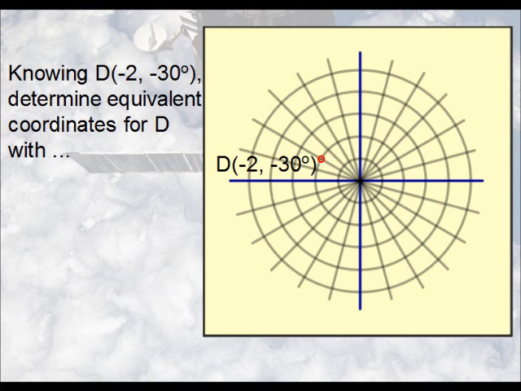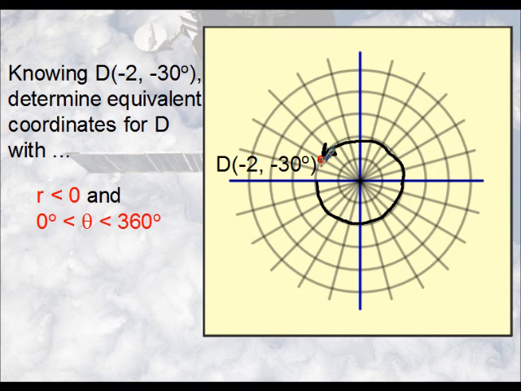Now let's talk about getting an equivalent set of coordinates. Only this time, let's keep the radius negative, meaning that it's still going to be -2, but the angle making it positive. So consider, you still go across negative, but instead of rotating in the negative direction, you are going to rotate in the positive direction. How many degrees would that be?